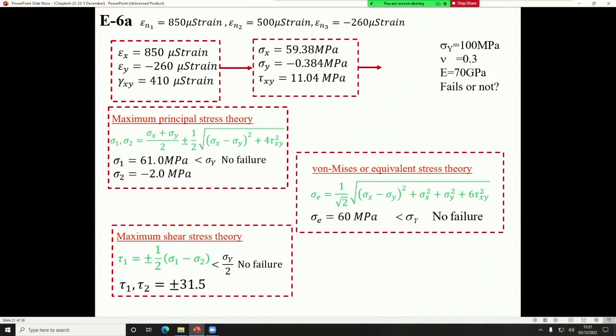So what did we do here? We started with three strain measurements, and then we ended up with the stress values. First, we calculated the strain values using the constitutive equations. Then we calculated the stress components at those locations. Using these, we calculated the maximum principal stress, the maximum shear stress, and the equivalent stress, the measures of stress, and then we compared them with the yield stress of the material.